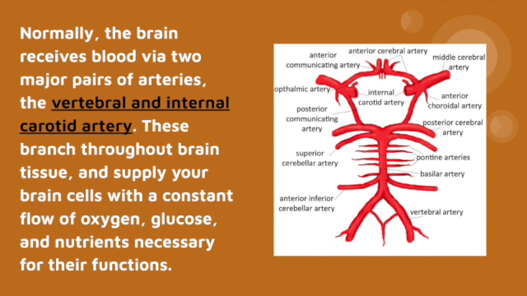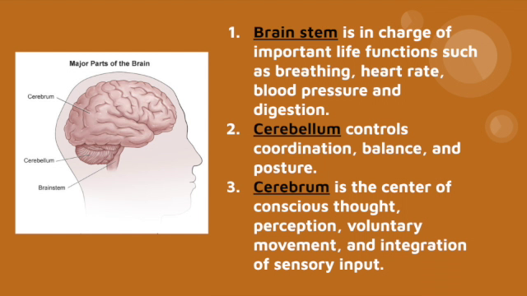Normally, the brain receives blood via two major pairs of arteries, the vertebral and internal carotid artery. You can see the vertebral artery at the bottom of the picture and the internal carotid at the top. These branch throughout brain tissue and supply your brain cells with a constant flow of oxygen, glucose, and nutrients necessary for all their functions. Now, let's take a closer look into the anatomy side of things.